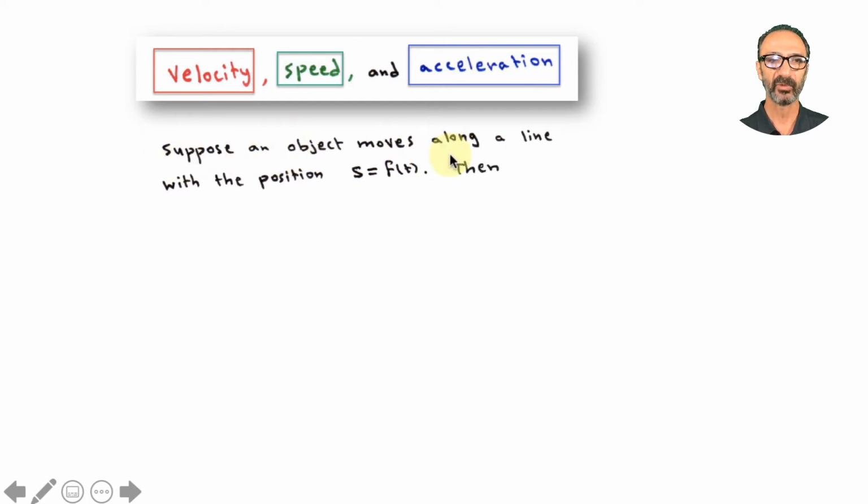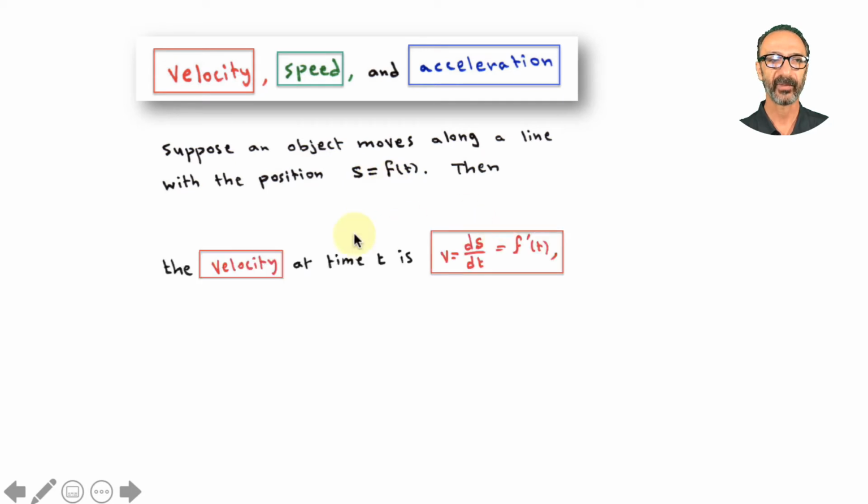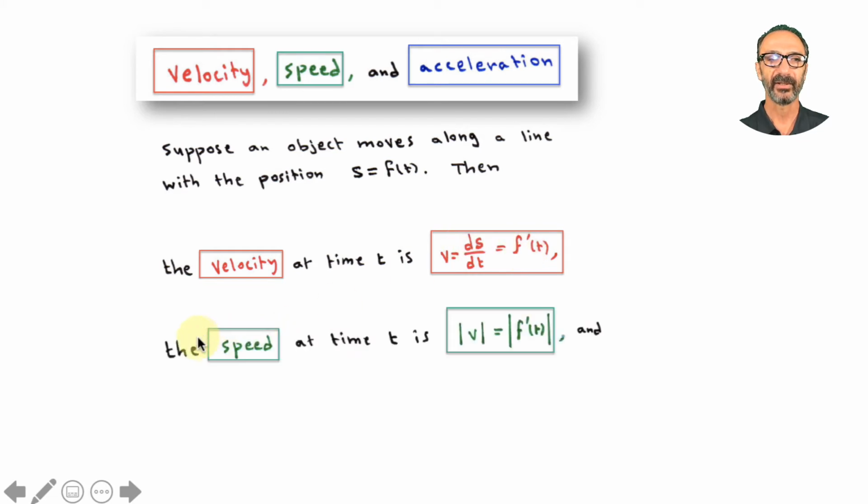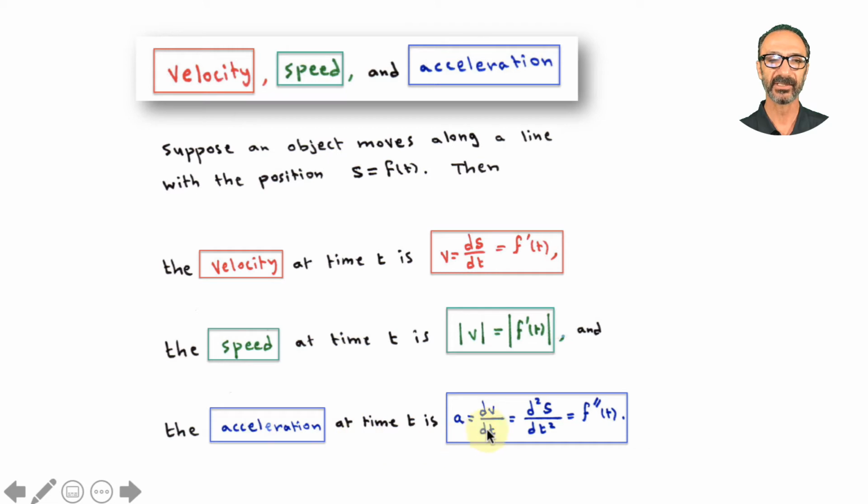Suppose an object moves along a line with the position s equals f of t, then the velocity is the first derivative of s of t. The speed is the absolute value of the velocity. It's always positive. The acceleration is the second derivative of s of t, or the derivative of the velocity.